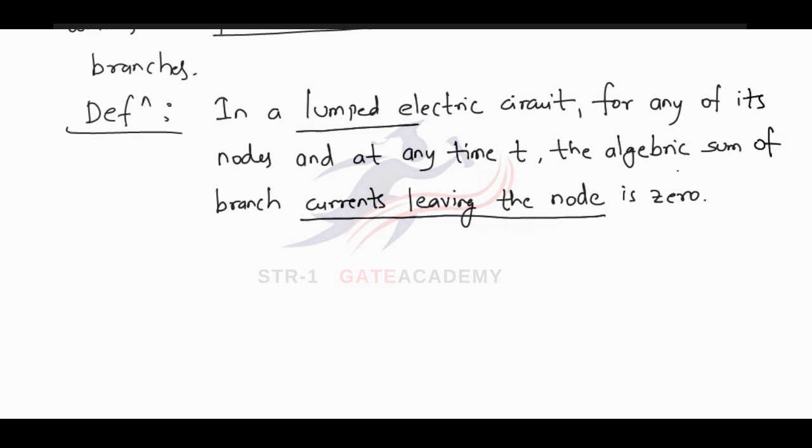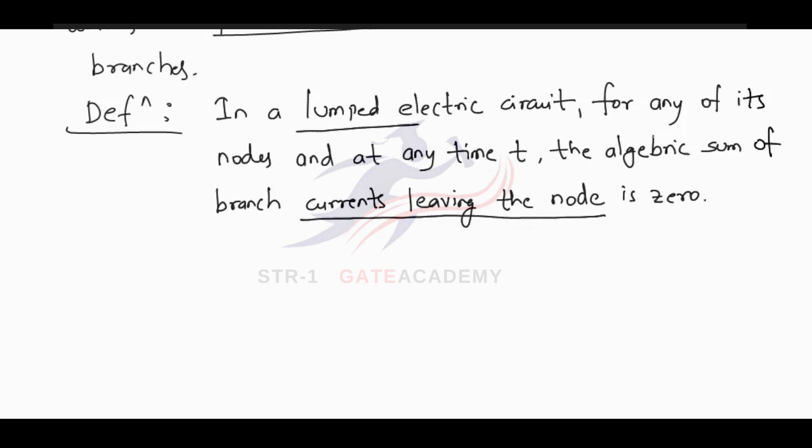And now I have considered the current leaving the node. This is very important. Current leaving the node is 0. This is a standard definition which I will follow throughout the subject, and this helps a lot. This makes the subject very easy. You need not worry about incoming and outgoing. You need not worry about the directions. Just always consider the leaving currents. Do not go for the current incoming and outgoing. We will always consider the leaving currents.